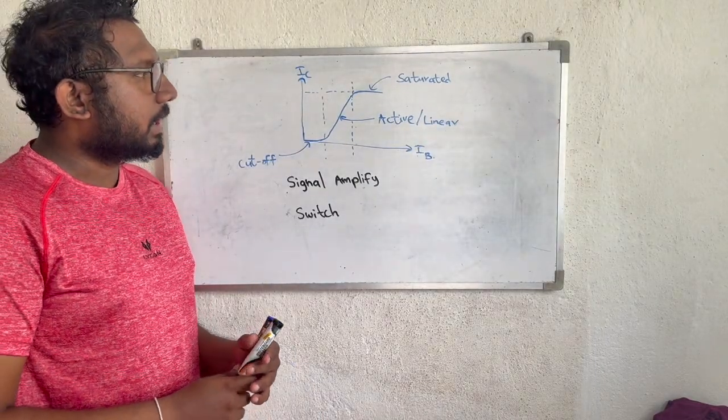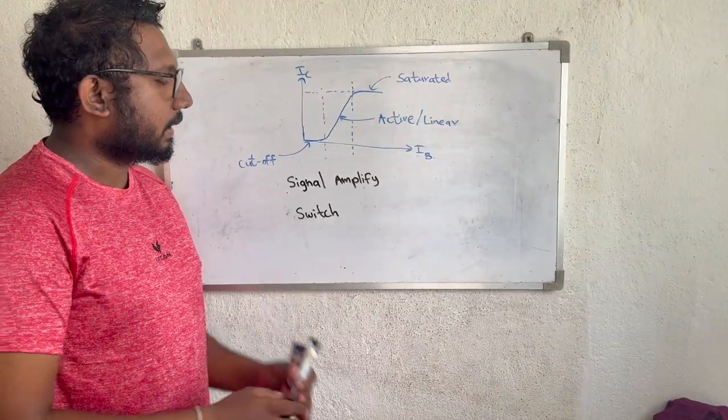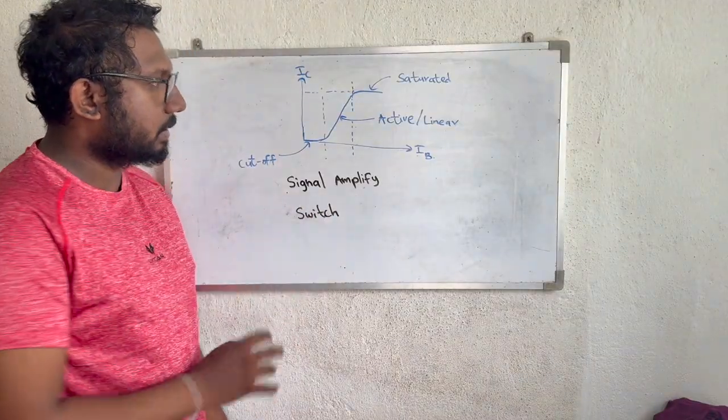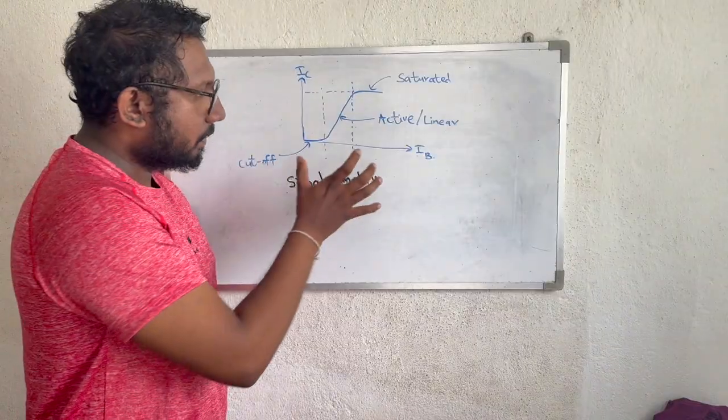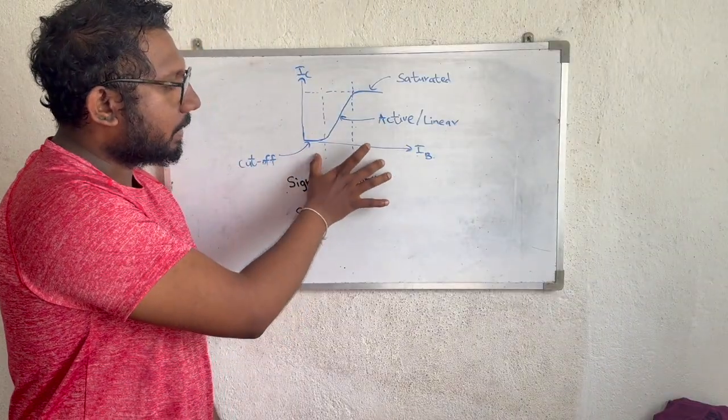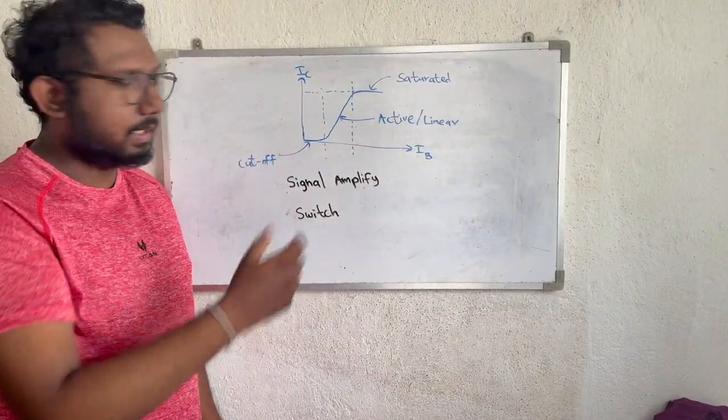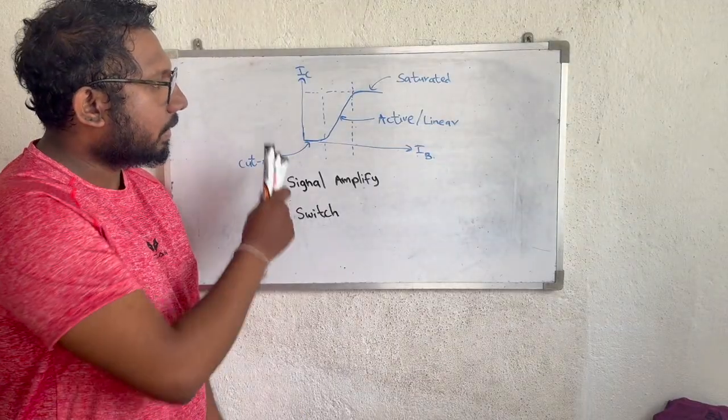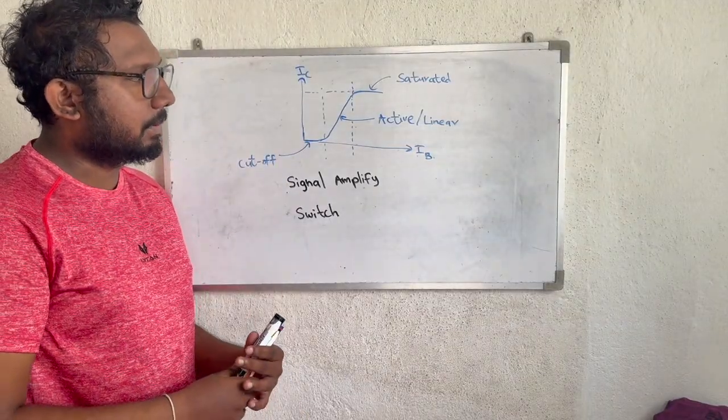This is how we can bias a transistor to act as a signal amplifier or switch. This is a very important characteristic of how we can explain this. This is called the transfer characteristic for an NPN transistor.